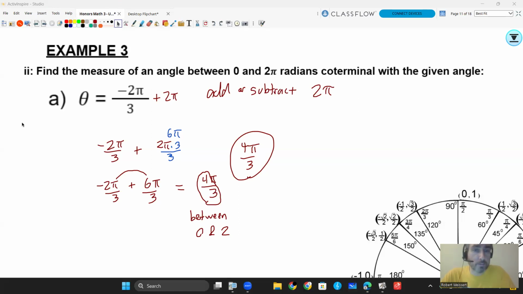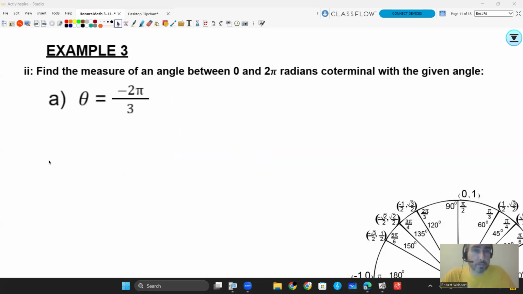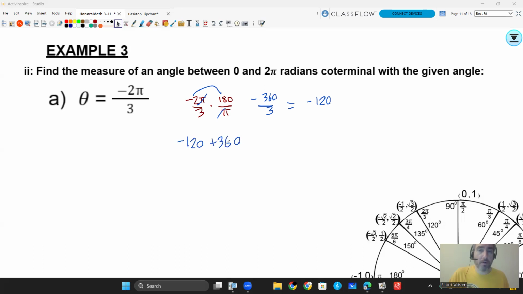So let me clear this off. As far as doing it with degrees, you're going to have to convert negative 2 pi over 3 to degrees. So we're going to have to do negative 2 pi over 3 multiplied by 180 over pi. We cancel out the pi's. Negative 2 times 180 is negative 360, divided by 3. I know 3 goes into 36 12 times, so it's going to be negative 120. Since it's negative, I'm going to add 360 degrees, and that's going to put me at a number between 0 and 360. That's actually going to be 240 degrees.